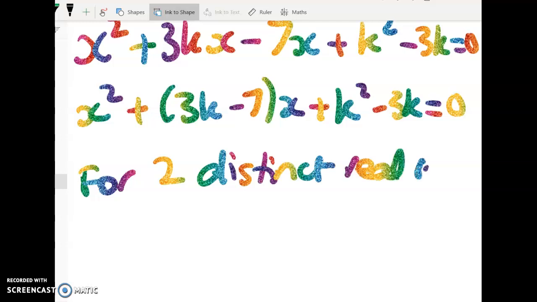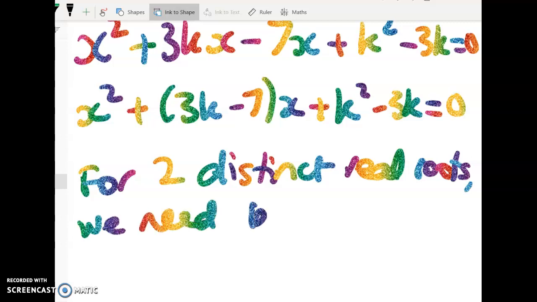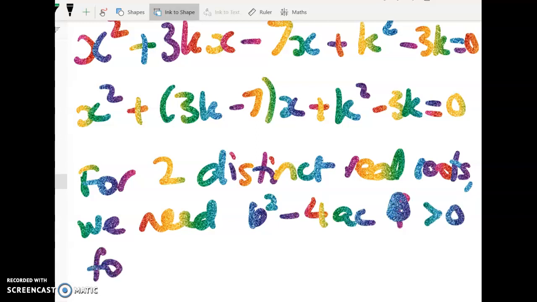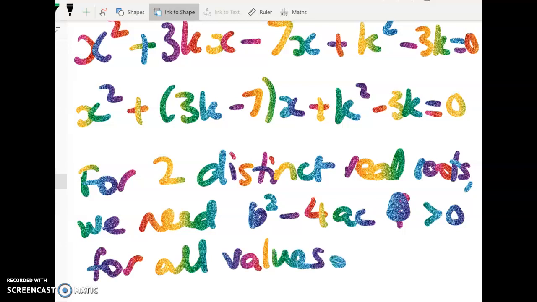So for two distinct real roots, and you have to explain what you're doing, so you need to be writing something like this. We need b squared minus 4ac strictly greater than 0 for all values of k. You should already be thinking that what we might end up getting is hopefully a square number, or maybe the sum of two square numbers, and that's exactly what happens with this problem.